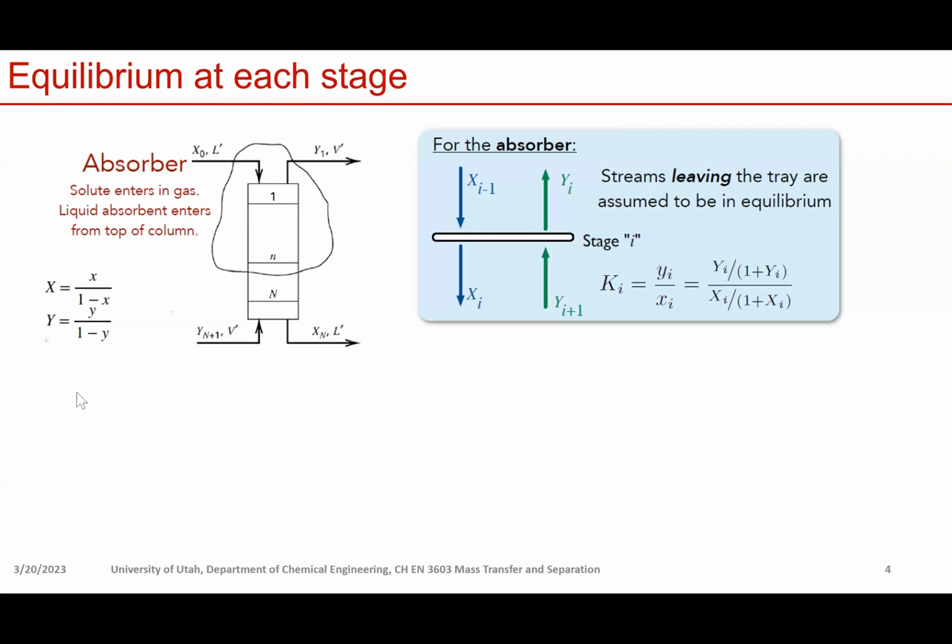To get that equation, we can start from the definition. Xi, the mole ratio, is defined from the mole fraction, lowercase x, of your solute in the liquid stream, divided by the mole fraction of your solvent, that's 1 minus xi. So to get that, we just need to rewrite this equation in the format of lowercase xi equals something about uppercase Xi.